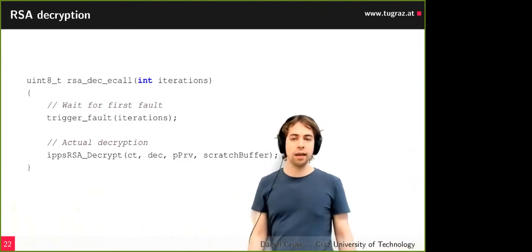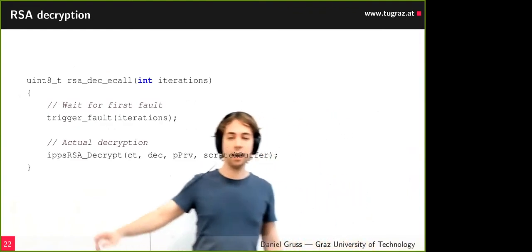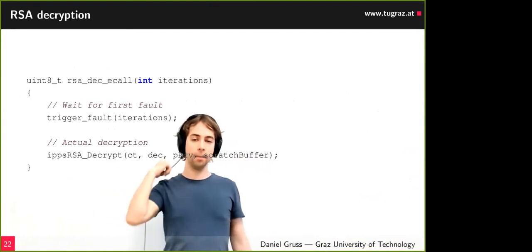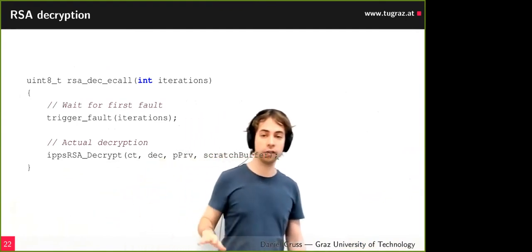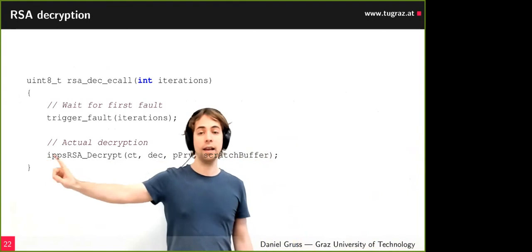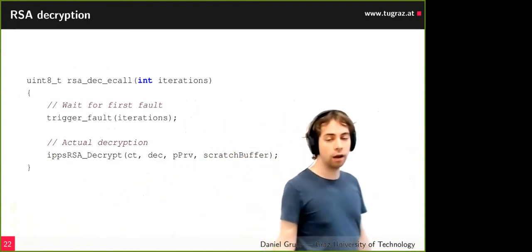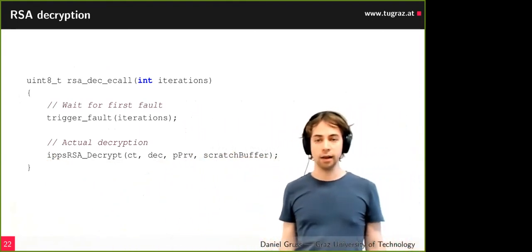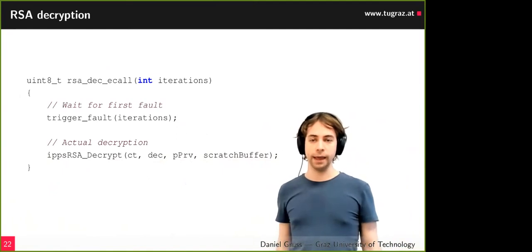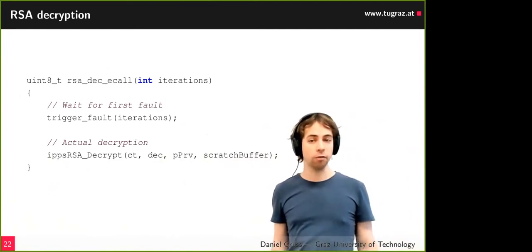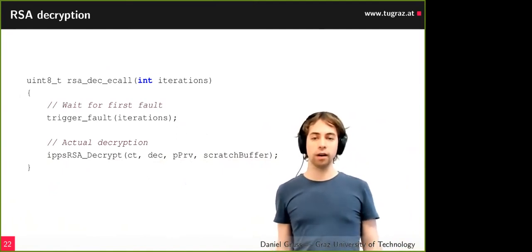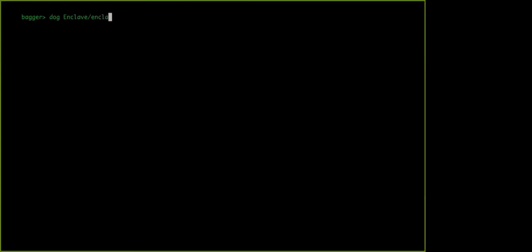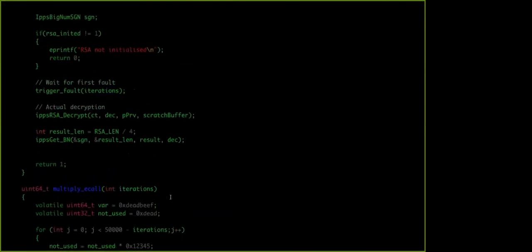So let's attack RSA. In this case, we will again attack a library, or we will actually, for the first time in this talk, attack a library that is used in the real world. This is the Intel library, IPPS, and we use the RSA decrypt function there, and we will trigger a fault. So let's take a look at how this is used.